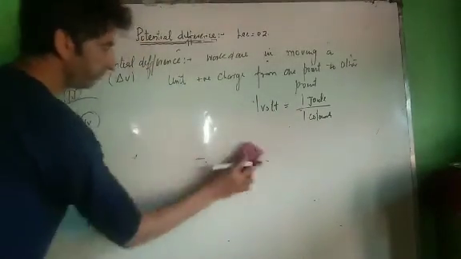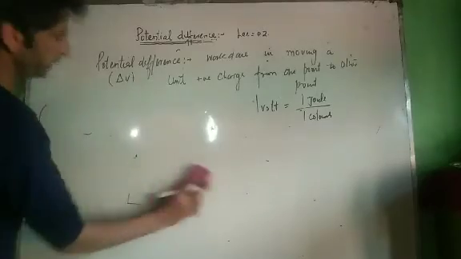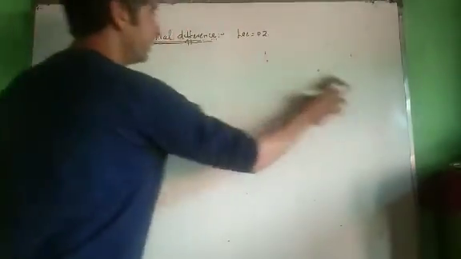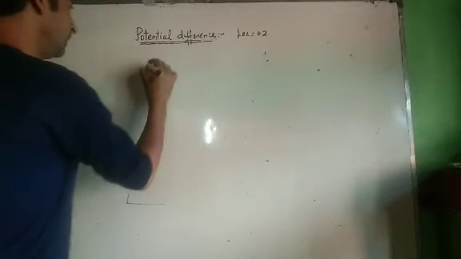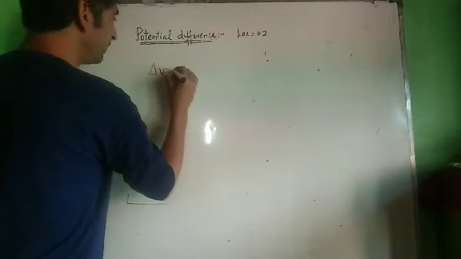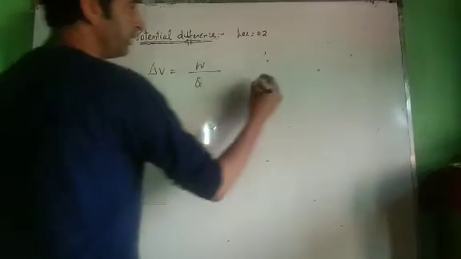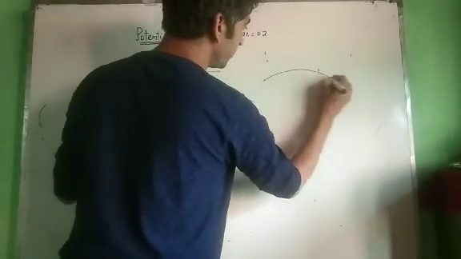Now therefore our formula for potential difference comes out to be del V is equal to work done in joules divided by charge. Our formula for potential difference comes out to be work done divided by charge. Now what is del V? Del V is change in potential.